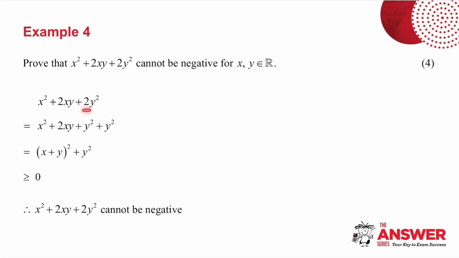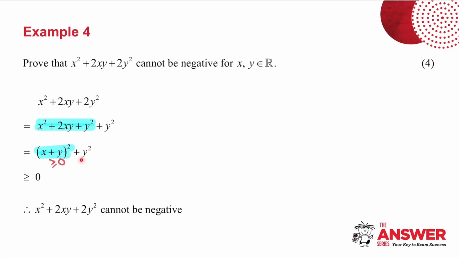What I do is I take the 2y squared and I break it up into y squared plus y squared. Why have I done that? Well, x squared plus 2xy plus y squared, I can factorize into x plus y all squared. And then I've just got the plus y squared on the end. Now, what do you know about a bracket squared? You know that it's greater than or equal to 0.